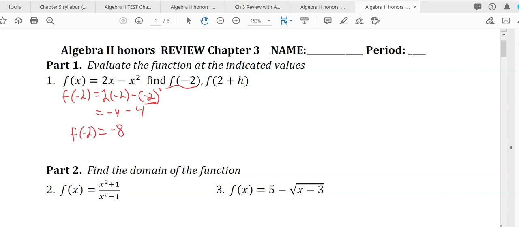So it's not just, that's your answer. F of -2 is -8. So let's do the next one. 2 plus h. So f of 2 plus h. So everywhere there's an x with parentheses, I'm going to plug in 2 plus h.